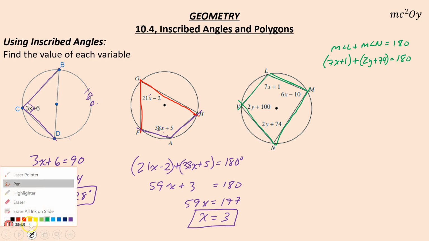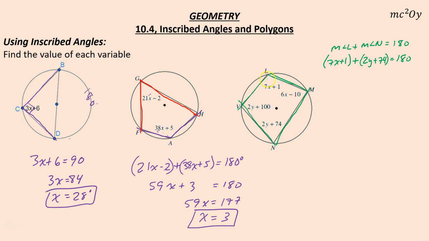I could then move on and say, well, I know that angle V and angle M would also have to add up to 180. So the measure of angle V plus the measure of angle M equals 180 as well. Okay, so V is 2y plus 100. M, 6x minus 10. Now you want to solve this system of linear equations. Now, there are multiple ways to solve systems.